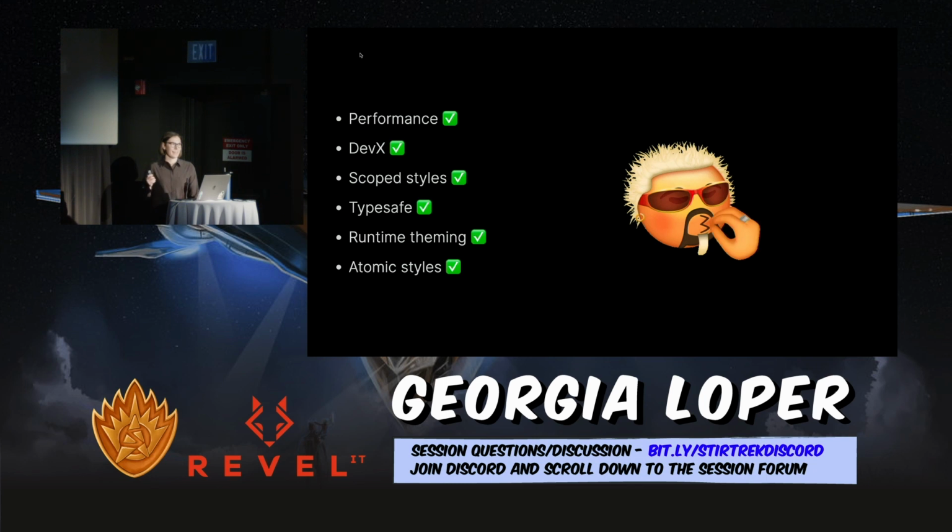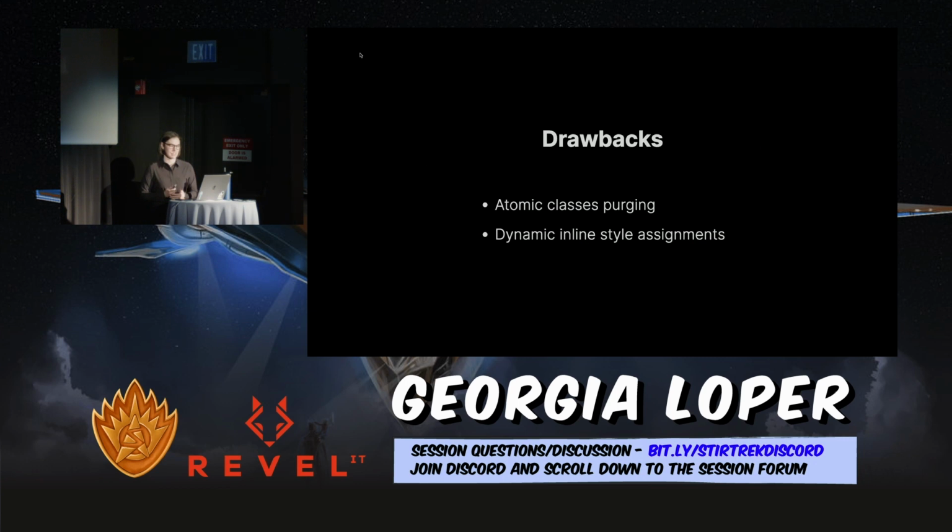So now we have that nice performance that we seek with static CSS. We have that nice developer experience since we can use props and state to influence our styles. We have scoped styles with hashed classes. We have type safety with TypeScript. We have runtime theming with vars and CSS variables. And we have atomic styles. We have a finite, highly reusable set of classes.